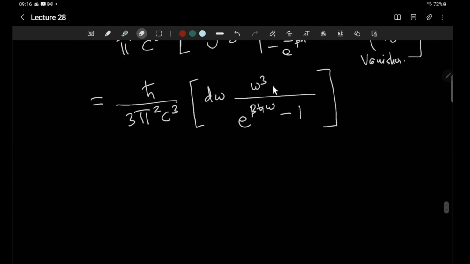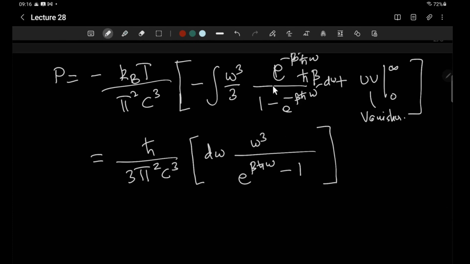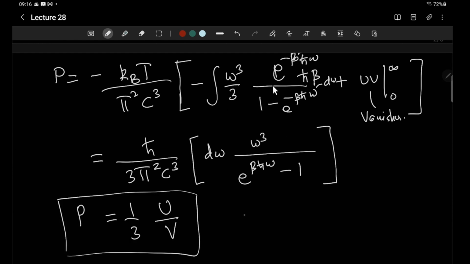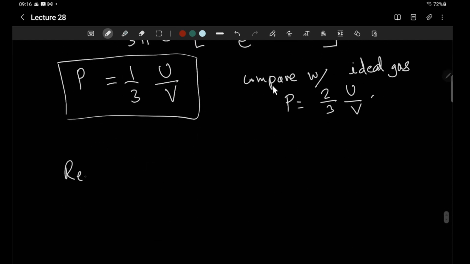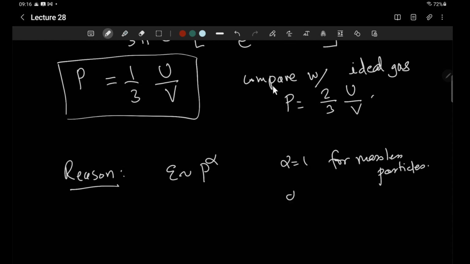Okay, very good. So now we can see, after integrating by parts, surface terms vanish. What is this equal to? Other than this factor, it is 1/3 times U by V. So compare with the ideal gas, where we got P equal to 2/3 U by V. The reason this is happening is because epsilon goes like p to the power alpha, where alpha equal to 1 for massless particles, relativistic particles, and alpha equal to 2 for non-relativistic.